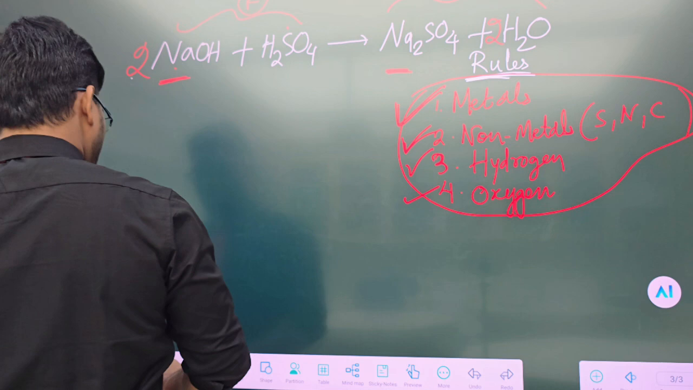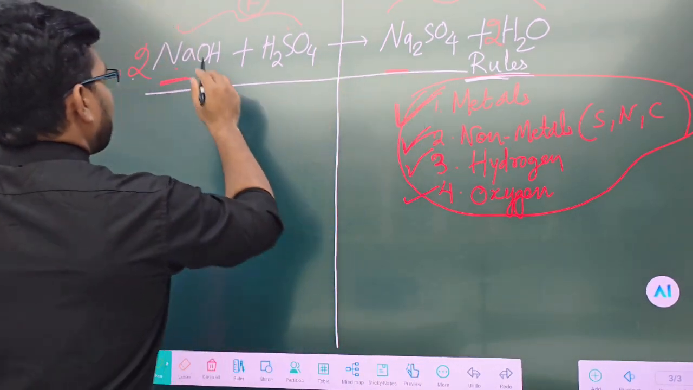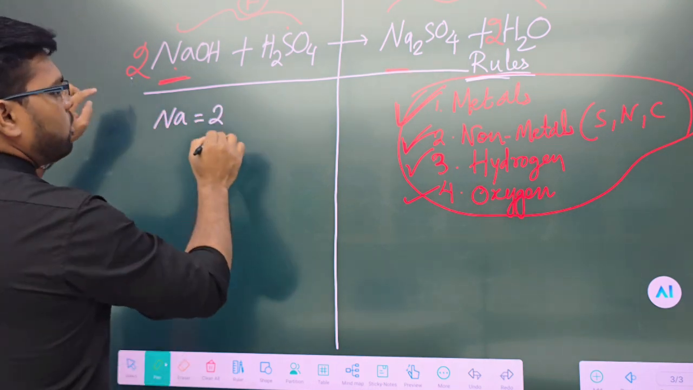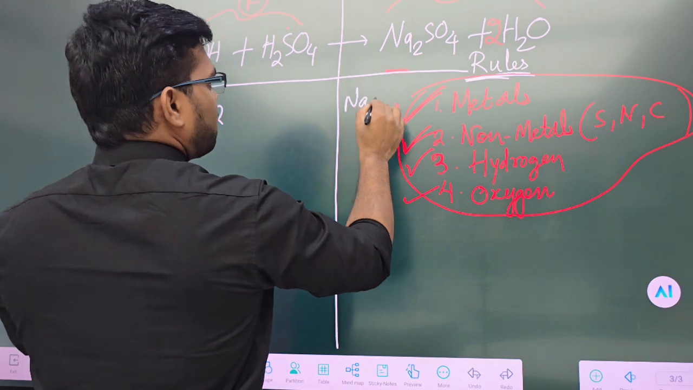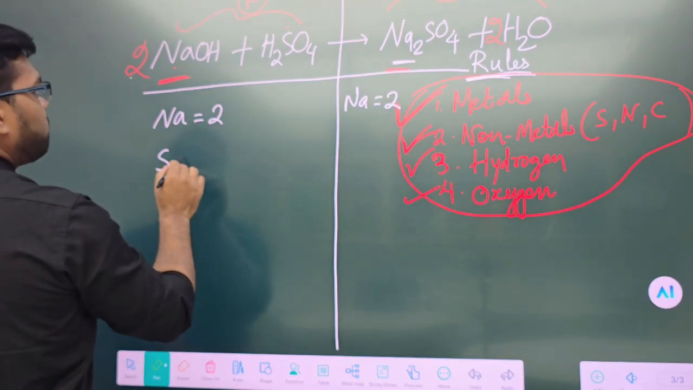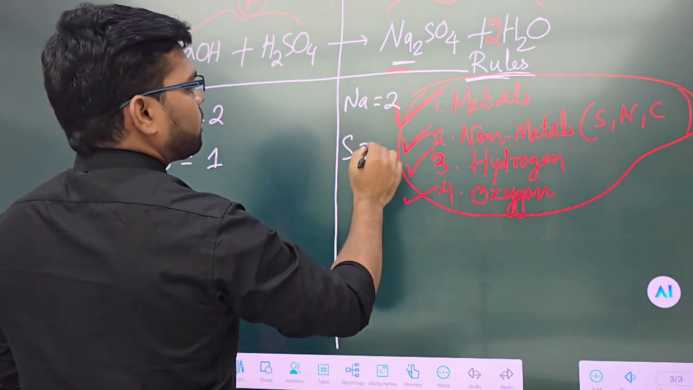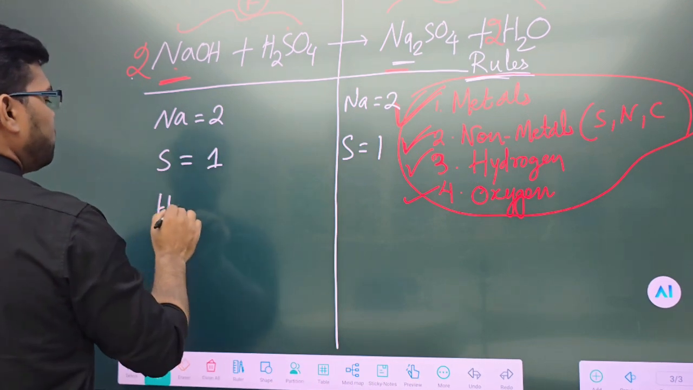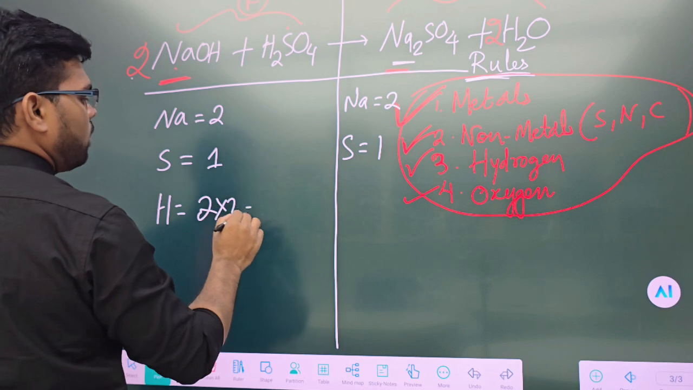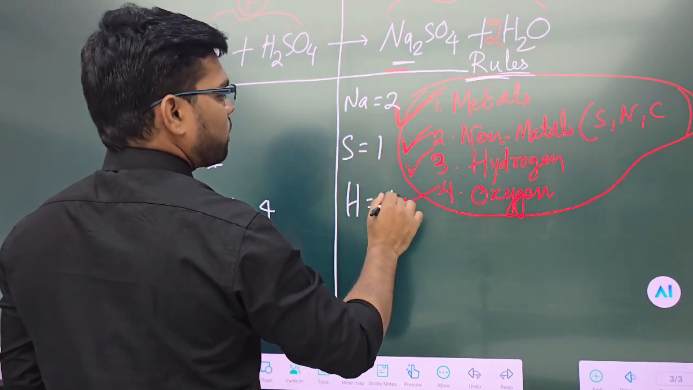You just need to check. Okay, quick check. Sodium atom. How many sodium? 2 sodium on the left-hand side, and on the right side we also have 2 sodium. Clear? And then sulfur, how many sulfur? One sulfur on the reactant side, and on the product side, how many sulfur? Same, one. And then come to hydrogen. How many hydrogen on the reactant side? Here 2 and here 2, total 4. 4 hydrogen, and here we also have hydrogen, the number is 4.